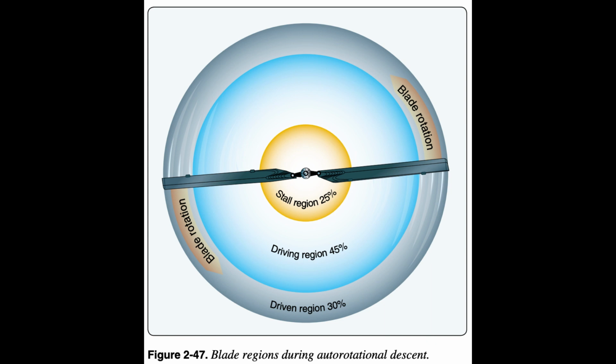During vertical autorotation, the rotor disc is divided into three regions, as illustrated in Figure 2.47: driven region, driving region, and stall region.